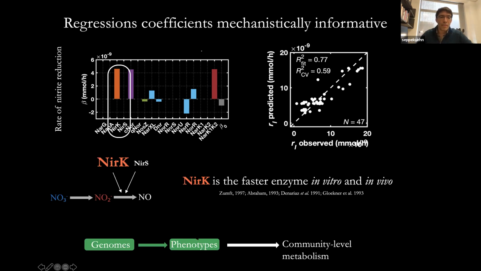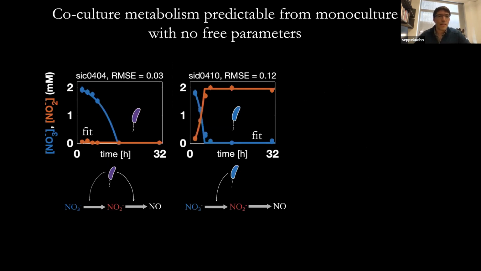So we've gone from genomes to phenotype with this simple gene presence absence picture. But I haven't said anything about the community, right? So at this point, we're a bit unsatisfied in the sense that we haven't made any predictions about community level metabolism. But the model gives us a really nice way to make predictions and then test those predictions.